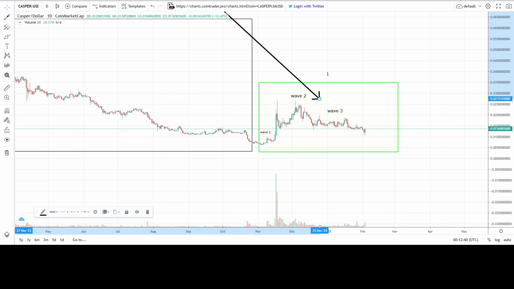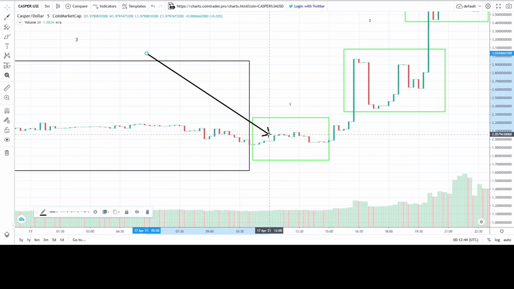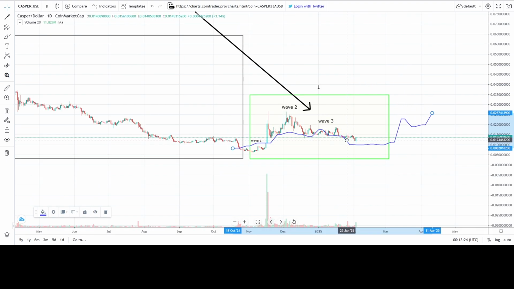But if we were to grab this fractal and copy and paste it onto today's chart. Now, of course, I've stretched it to match the timing, height, and depth of today's as much as I could. It's clearly not identical, but you can see the similarities.